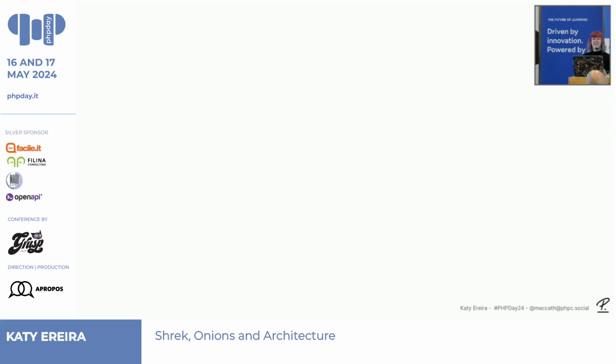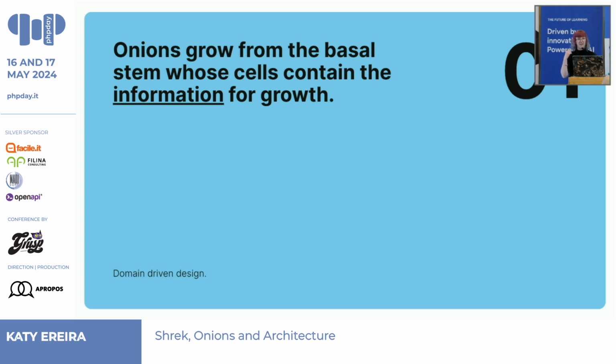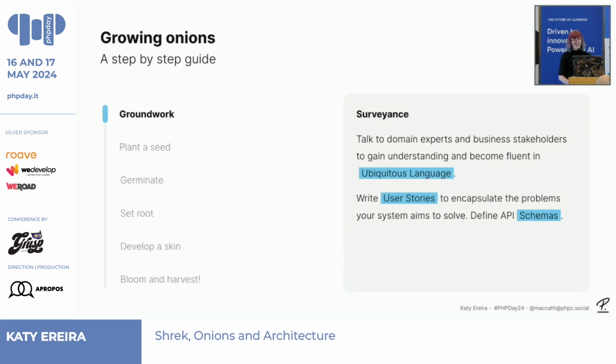So now that we understand what an onion is, we have to talk about how an onion grows, or how these kinds of systems become built in the first place. And I'm going to, again, run with this analogy and try and explain domain-driven design in terms of onion growth.